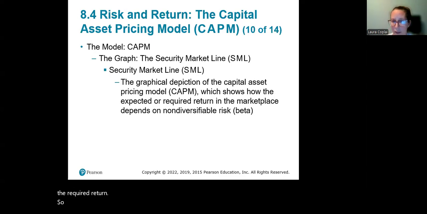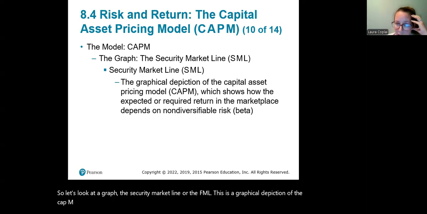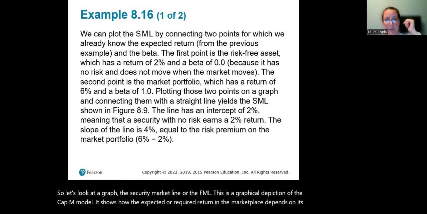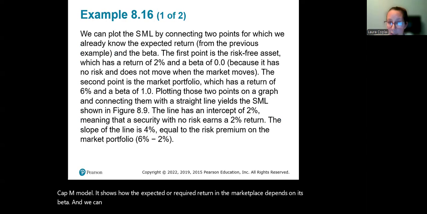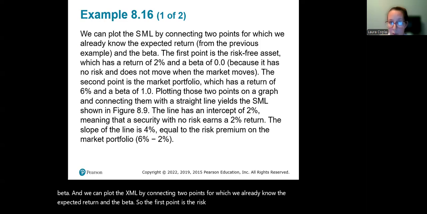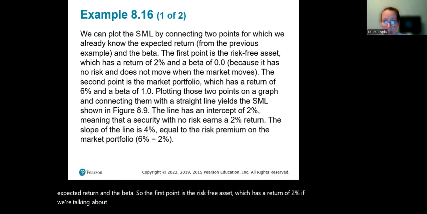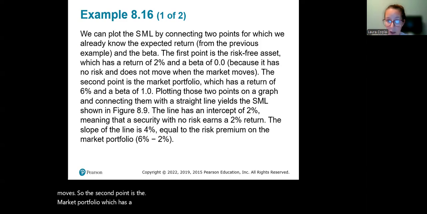So let's look at a graph, the security market line, or the SML. This is a graphical depiction of the CAPM model. It shows how the expected or required return in the marketplace depends on its beta. And we can plot the SML by connecting 2 points for which we already know the expected return and the beta. So the first point is the risk-free asset, which has a return of 2% if we're talking about that, and the beta of 0 because it has no risk. It doesn't move when the market moves. So the second point is the market portfolio, which has a return of 6% and a beta of 1.